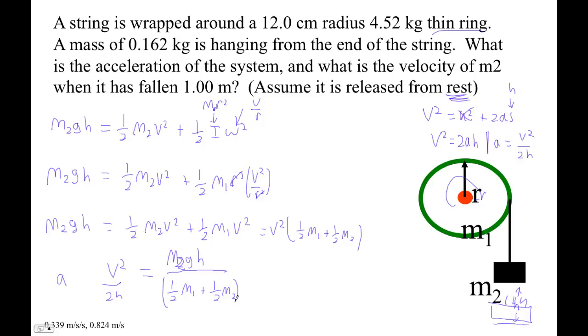So let's divide this by 2h as well. Well, the h's go the way of the bison, and then we multiply that by 2, and we end up with m2g divided by, well, 2 times 1/2 m1 is m1, and 2 times 1/2 m2 is m2.